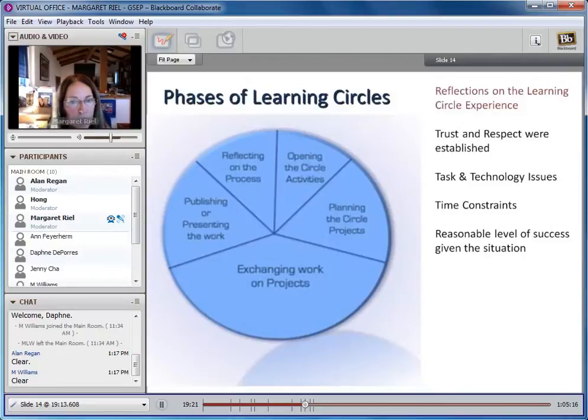And finally, part of the model is a set of phases. So there's the opening of the circle. That's where you have to worry about building trust and reciprocity and the plans for how you're going to work together. This is the planning the circle project.